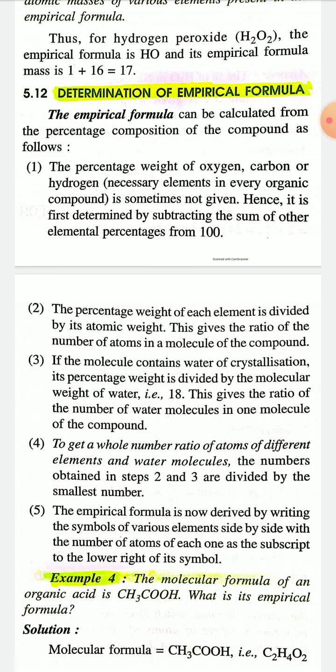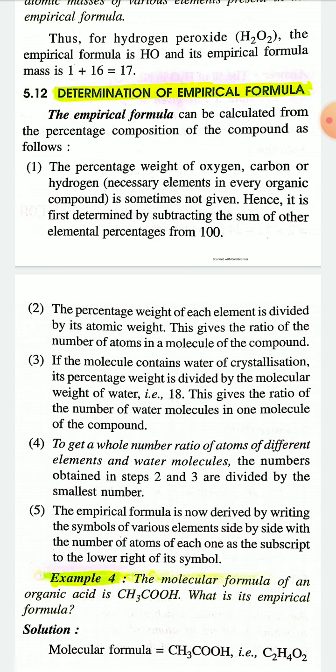So in the first step, the percentage weight of each element present in the compound will be given. You will provide the percentage of each respective element present in one molecule of the compound. Then in the second step you have to divide the percentage weight of each element by its atomic mass or atomic weight.